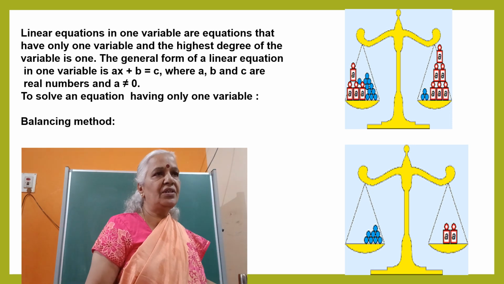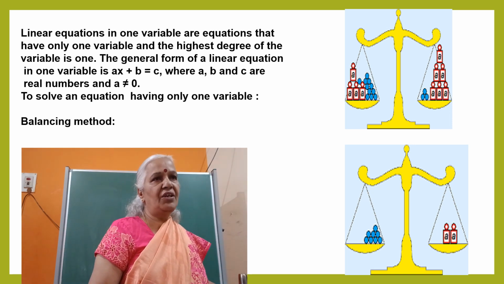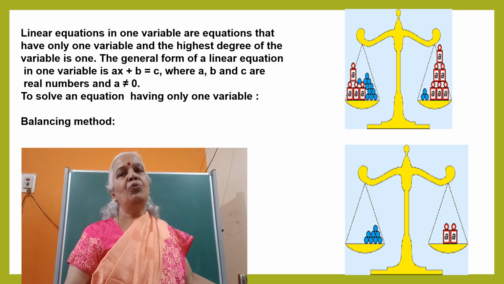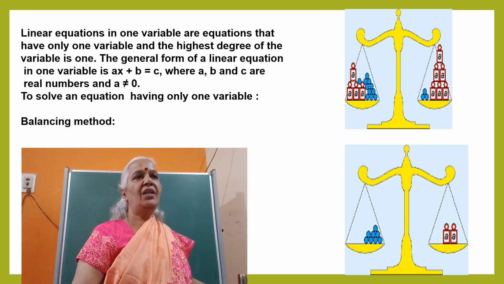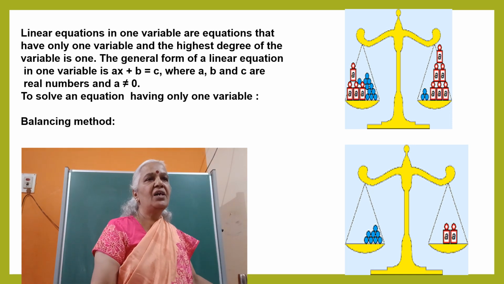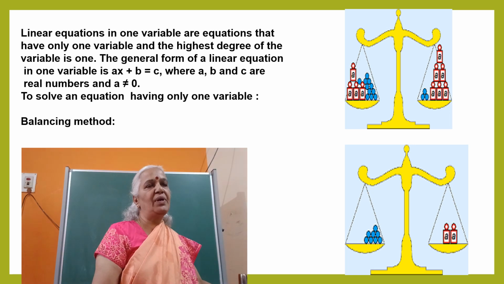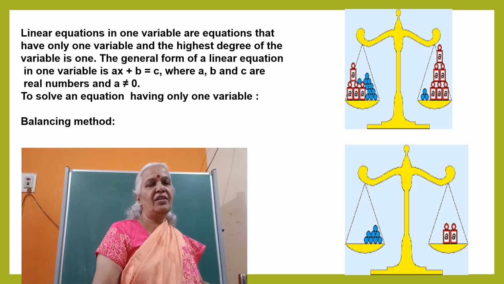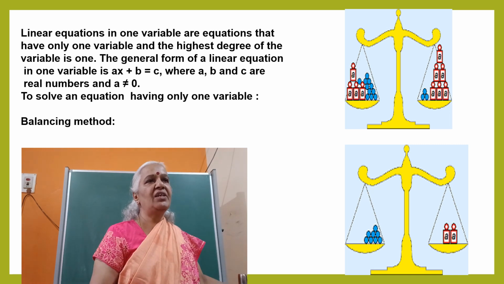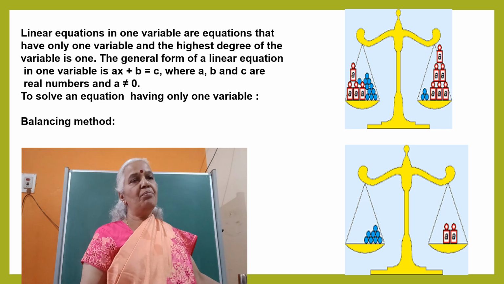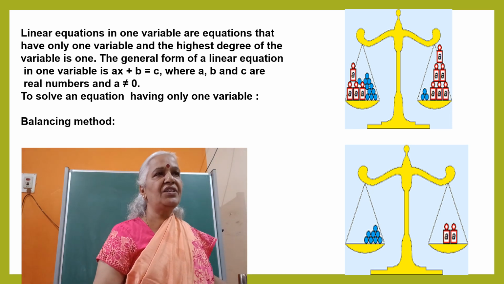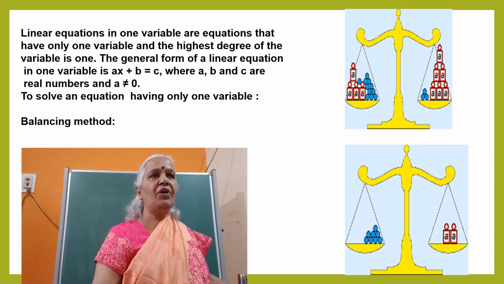Linear equations in one variable are equations that have only one variable, and the highest degree, that means highest power of the variable, is 1. Here there is no x square, x cube like that, there is only x. There is only one variable and the power of the variable is 1. The coefficient of the variable may change, but the highest degree is 1 and there will be only one variable.